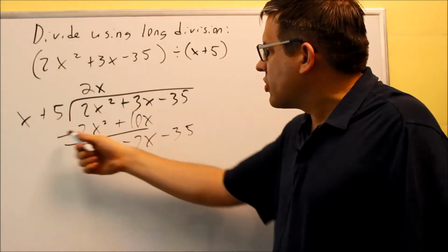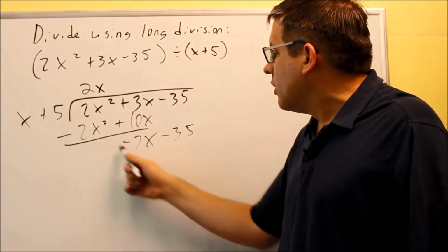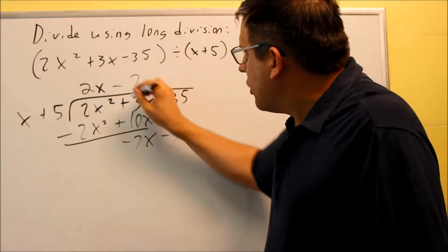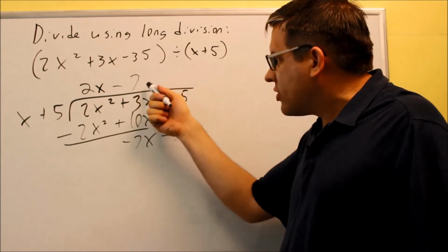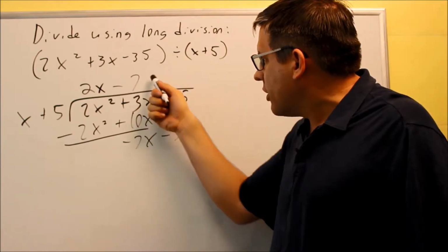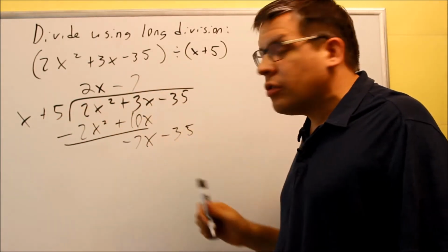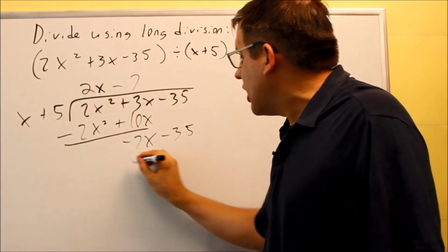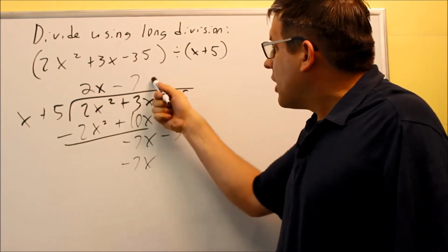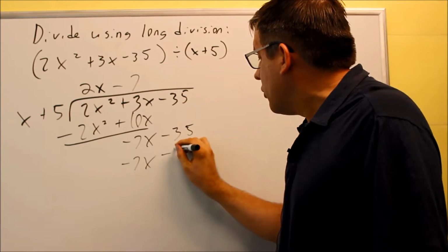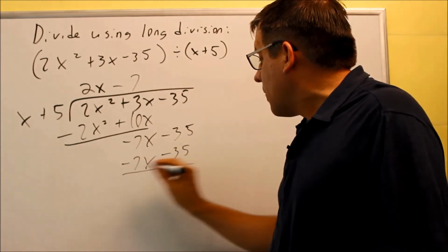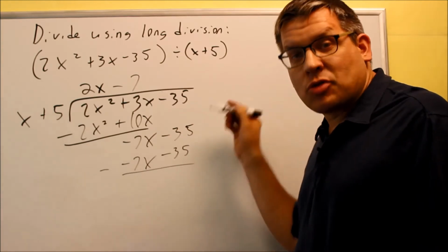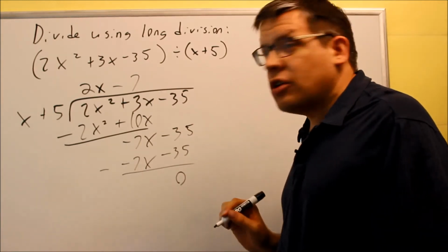And then you want to ask yourself, what do I have to multiply x by in order to get negative 7x? Well, you definitely would need a minus 7, and we don't need any more x's because we already have one there. Negative 7 times x will give you negative 7x. Take this one, multiply by both things on the outside, we get negative 7x. Negative 7 times 5 will give you negative 35. When we subtract these, we have exactly the same thing on top and the same thing on the bottom, so when you subtract those, you're going to get a 0.